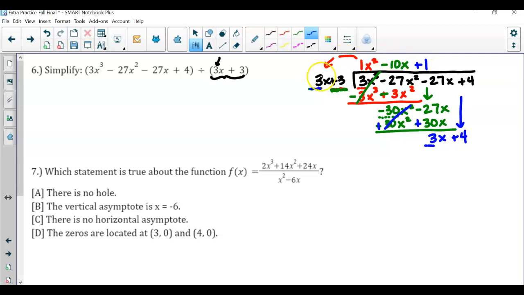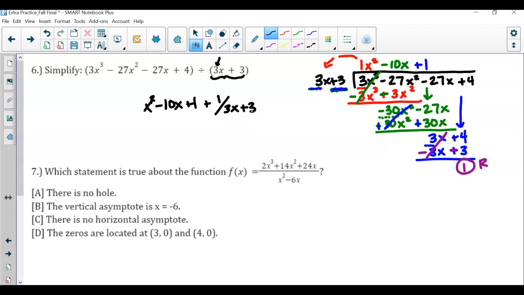Then multiply. So when you multiply, that will always match up, right? So there's your 3x. But again, don't forget to multiply the 1 to the positive 3 here. So 1 times 3 is 3. And then again, make sure to change the signs because you're subtracting, you're distributing a negative. So that's 0, and 4 minus 3 is 1. So remember, this 1 is your remainder, positive 1. So our final answer when you divide is x squared minus 10x plus 1 with your remainder, so plus 1 over 3x plus 3.